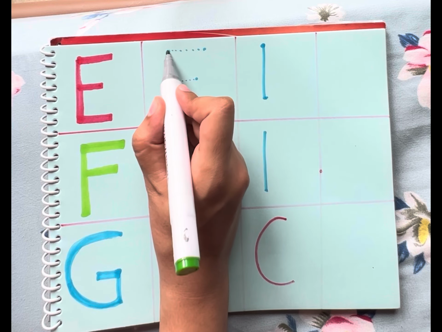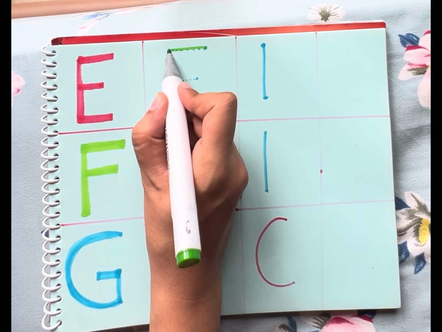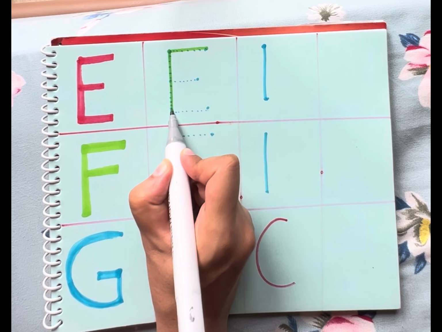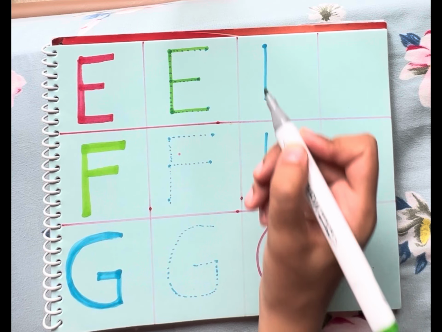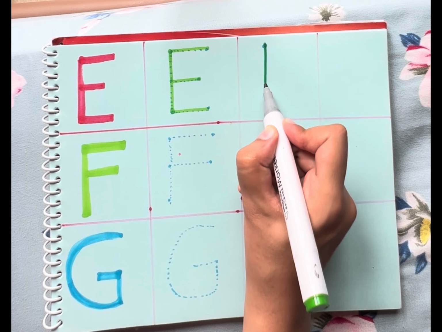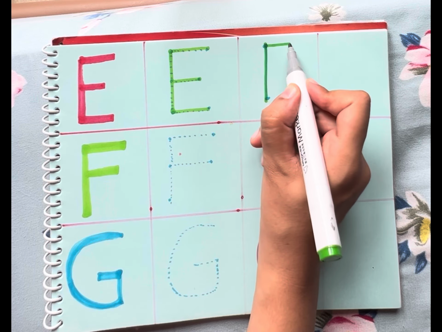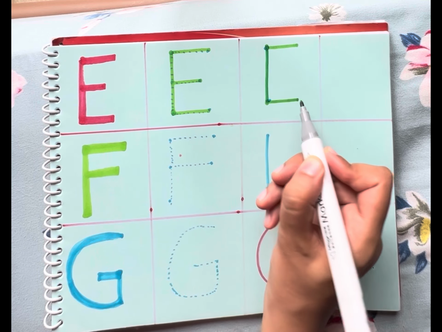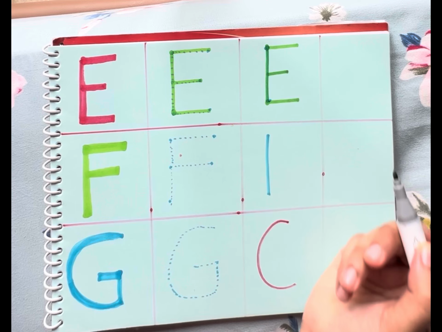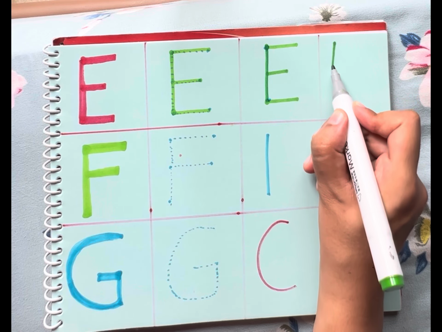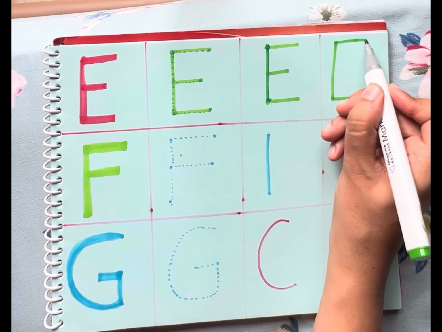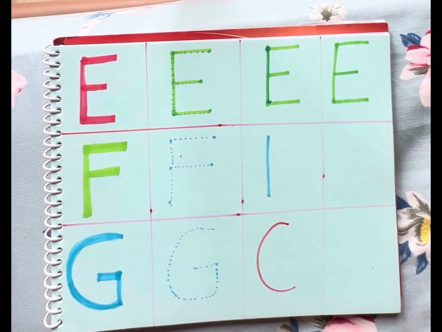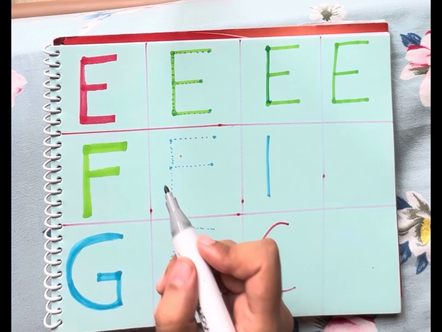Let's move on to E. First the standing line, horizontal line, standing line, middle sleeping line, E, standing like this.